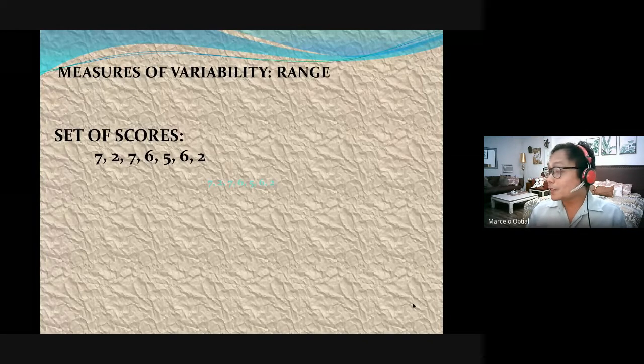So, yung concept na yun is applicable din sa range, no? Because we're comparing yung highest dun sa lowest. Yeah, class. Huwag nyo like compare. Kung nakabili kayo dun sa kabila, huwag na kayo mag-ikot pa.